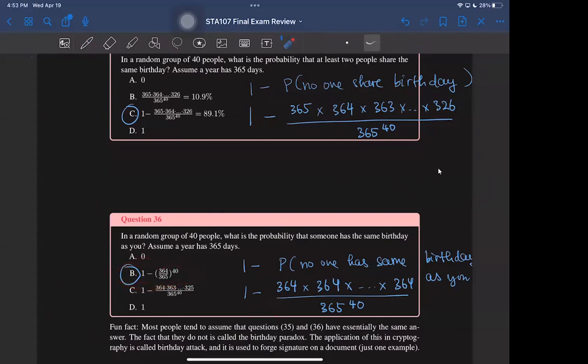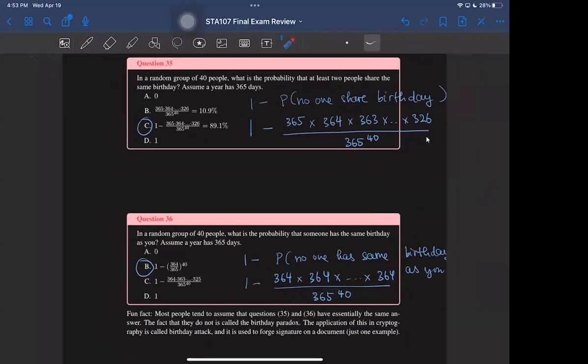And these two questions actually have applications in cryptography if you are ever interested, because most people think that those two questions have the same answer, but it turns out they have very different answers. Question 35 is a pretty big probability, but for 36, it is a very small probability.